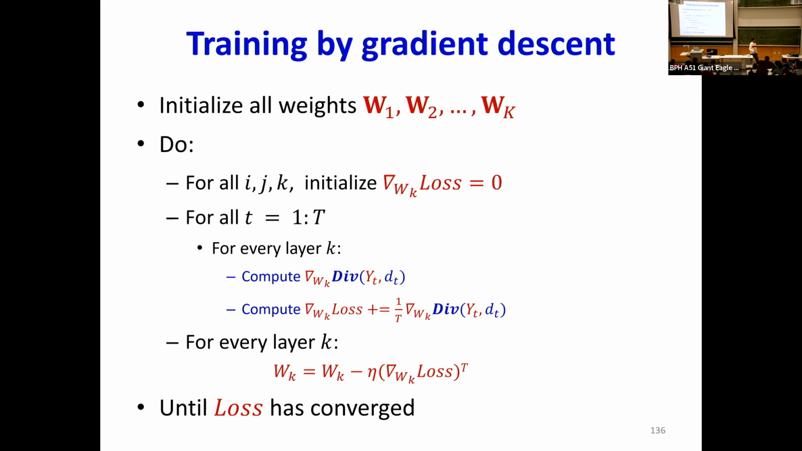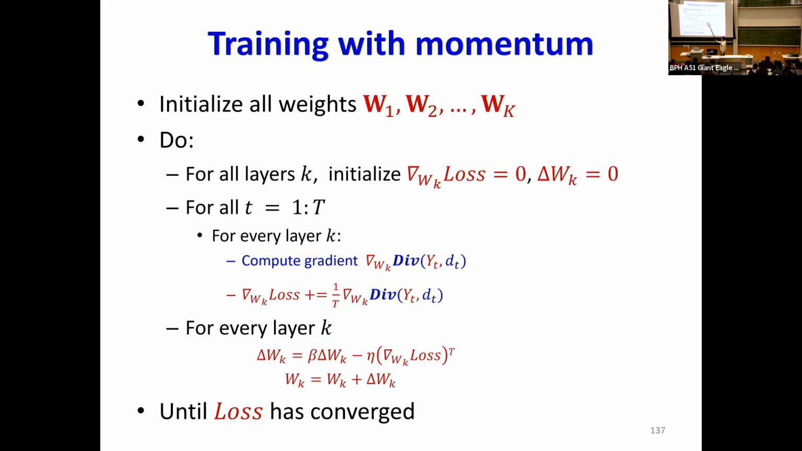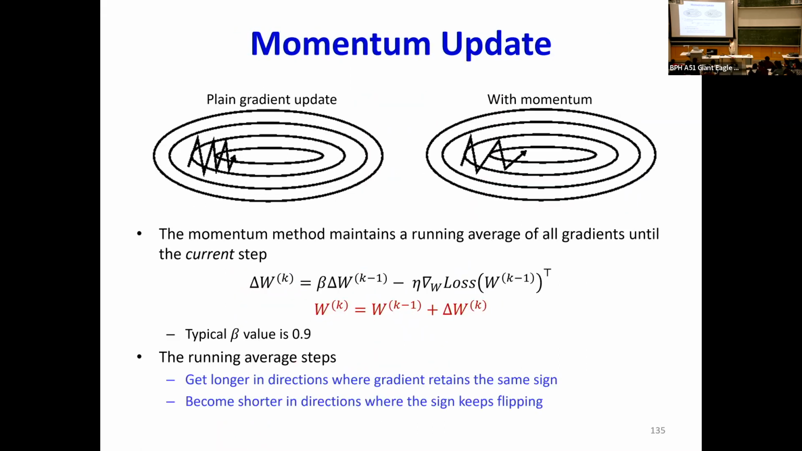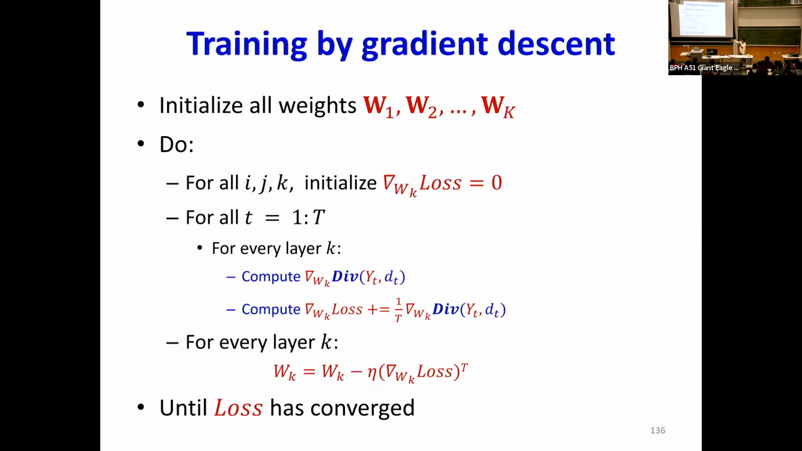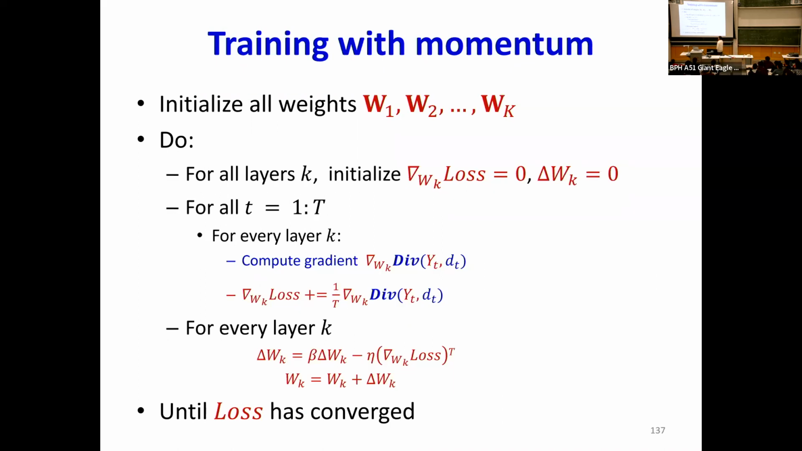This is the classic momentum method, where at each step you compute the derivative. Wait, this is the momentum method. You compute the derivative, and then the actual step size is computed as a running average of the derivatives, beta times the current step minus eta times the new gradient. Beta and eta are heuristically set. Typically, beta is 0.9 and eta is whatever learning rate you choose. And then the actual update is done with this running average step size. You do this until the loss is converged.